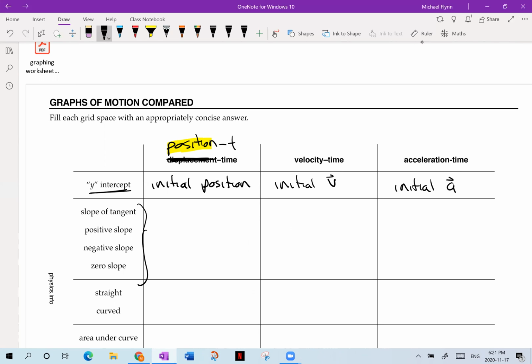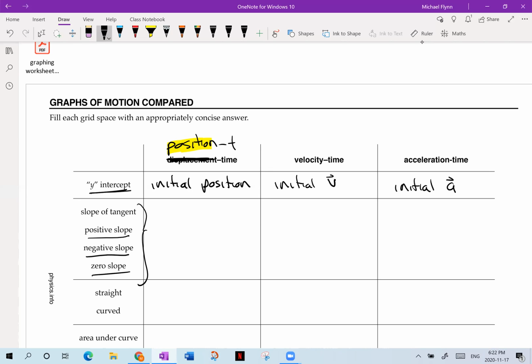I'm going to let you fill these things in. Here, slope, just to give you a sense of it though, I'll just say it. Slope on a position time graph represents velocity, right? So slope of tangent would be instantaneous velocity. A positive slope would mean a positive velocity. A negative slope would mean a negative velocity. And a 0 slope would mean a 0 velocity, right?